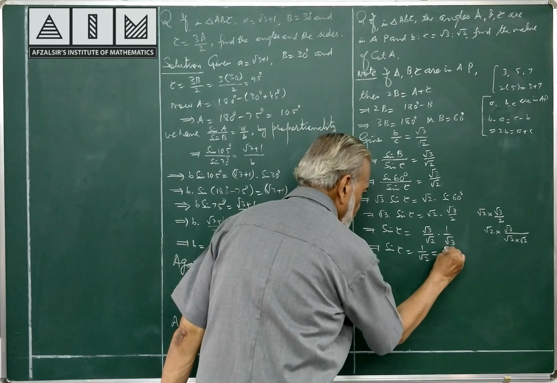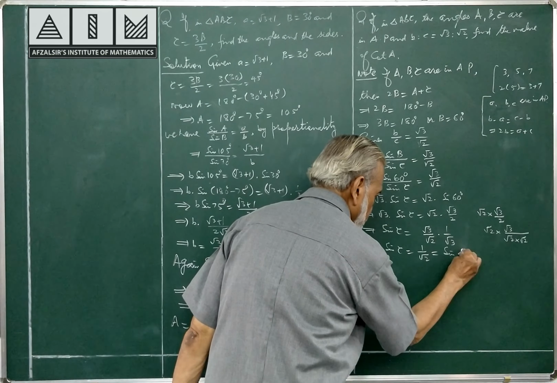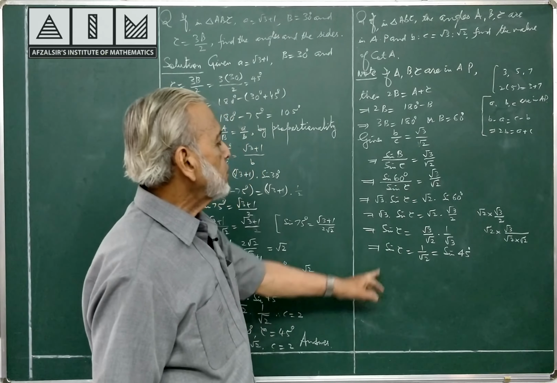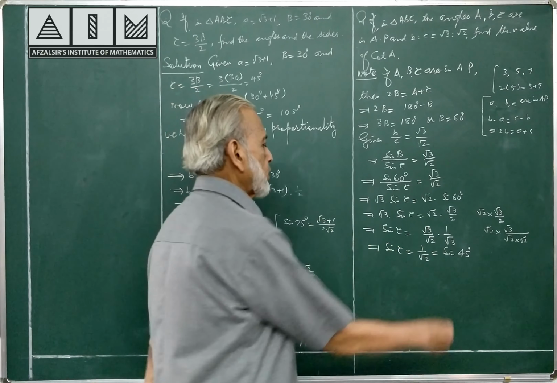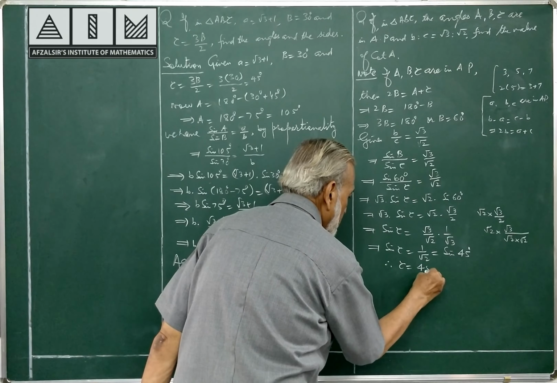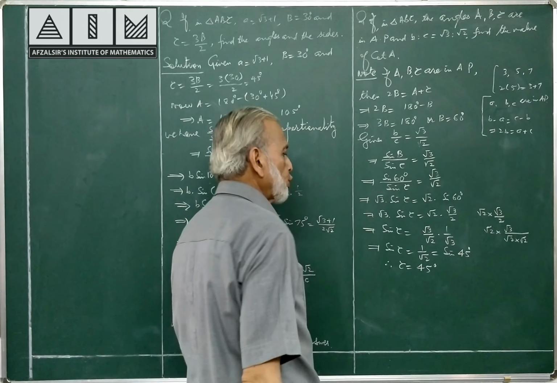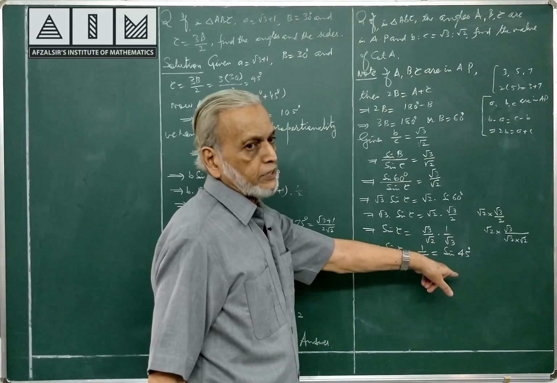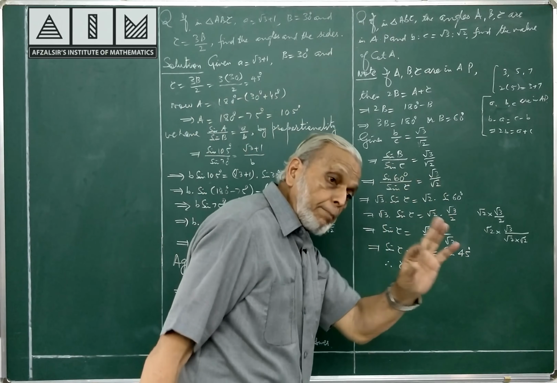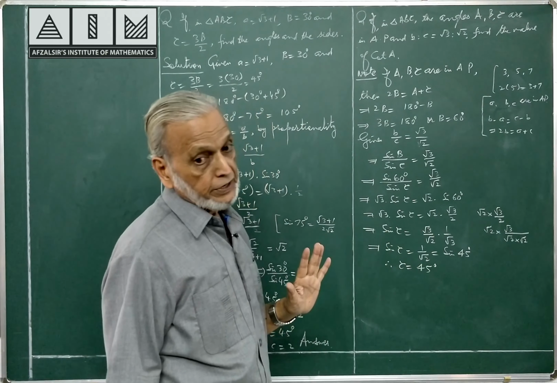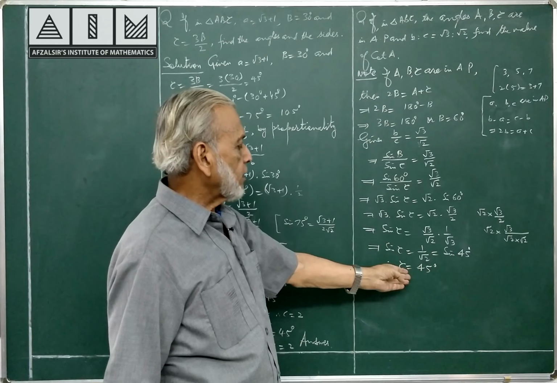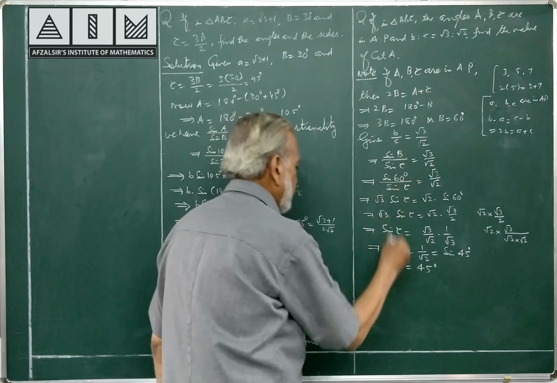And you know 1 by root 2 is the value of sin 45 degrees. So sin C is equal to sin 45 degrees. Therefore, C is equal to 45 degrees. In the previous class, I have already told you, don't think sin is cancelled. We have compared sin C with sin 45. By comparison, we are writing C is equal to 45 degrees. Now, we know the angle B, we know the angle C. Let us find out angle A.